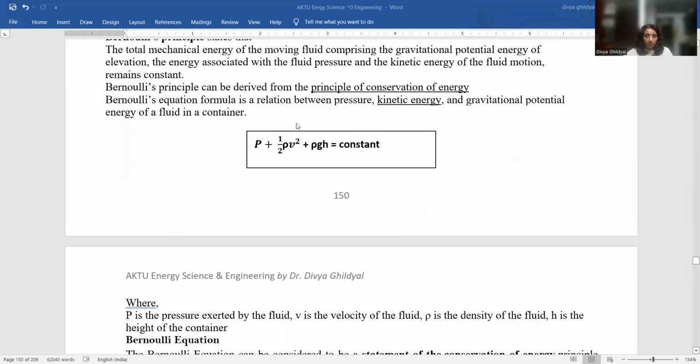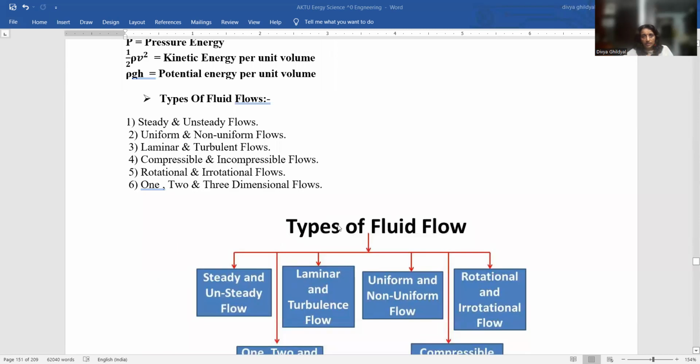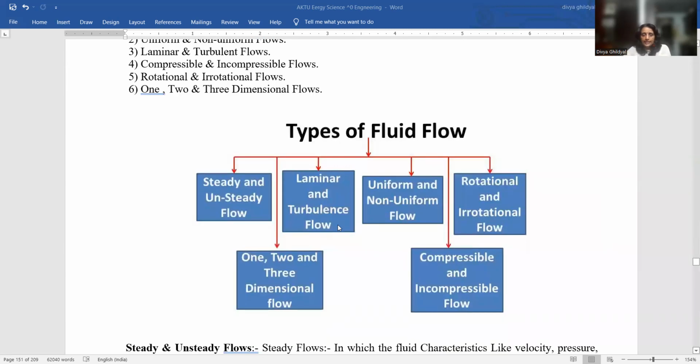This is very important. Section A question, very important. What are the different terms? Which expression represents the principle of conservation of energy in fluid dynamics? What is Bernoulli's principle? Write the mathematical expression of Bernoulli's principle. Very, very important. Types of fluid flows: steady, unsteady, laminar, turbulence. Turbulence means, like you say, the whole streamline flow loses its streamline motion and the particles are not following their path in a sequence.